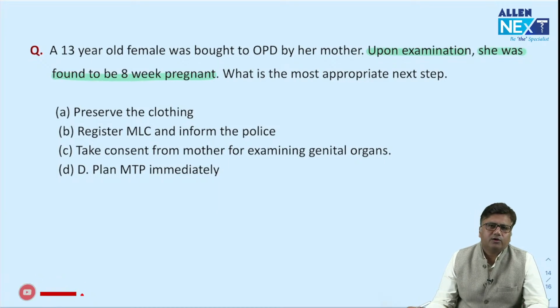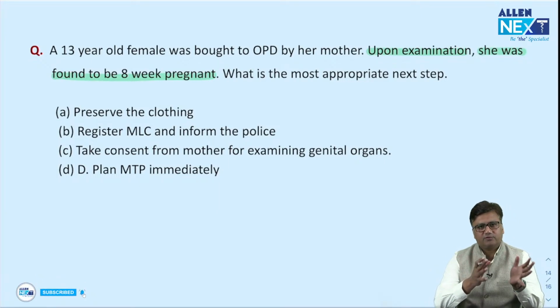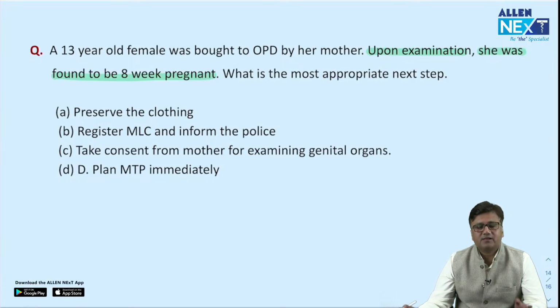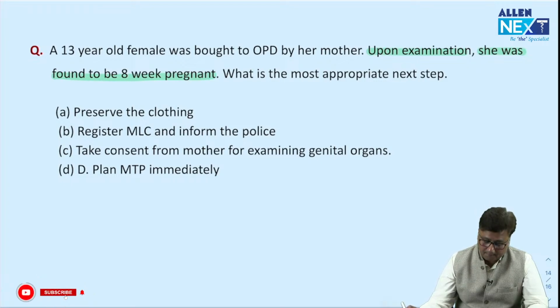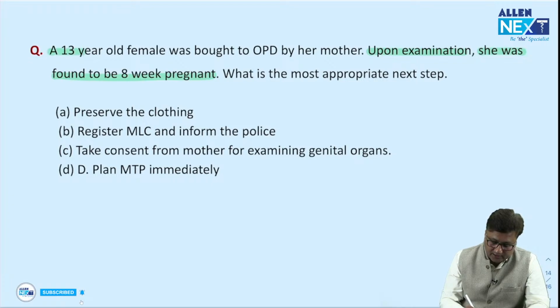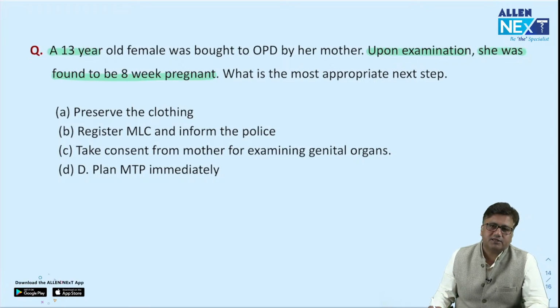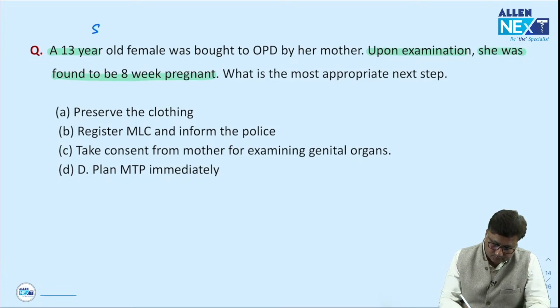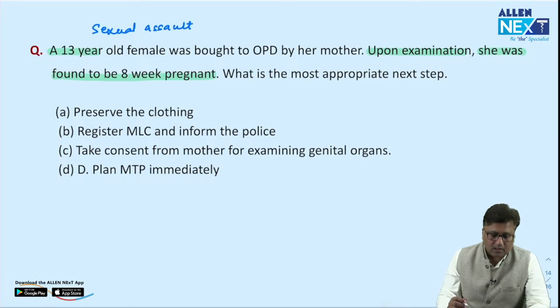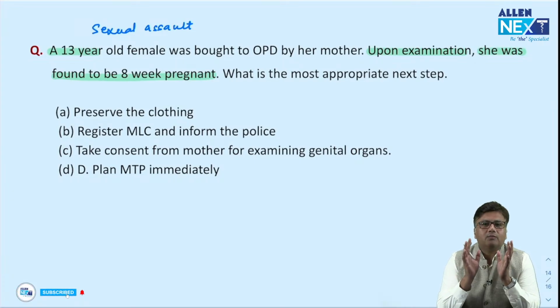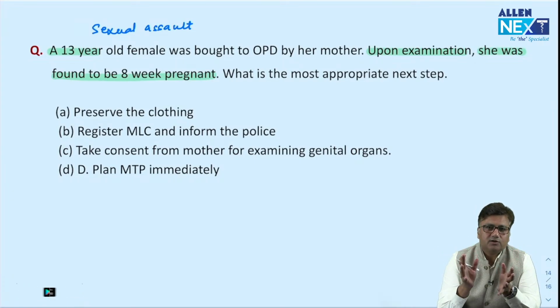Some people say the urine pregnancy test confirmed it, so UPT was also given as a part of the question, right? What is the most appropriate next step? Okay. Now look at the age of the female, 13 years. She is pregnant. Looks to be a case of sexual assault. Simple. We don't know who the culprit is, but definitely it's a case of sexual assault on a minor, right.